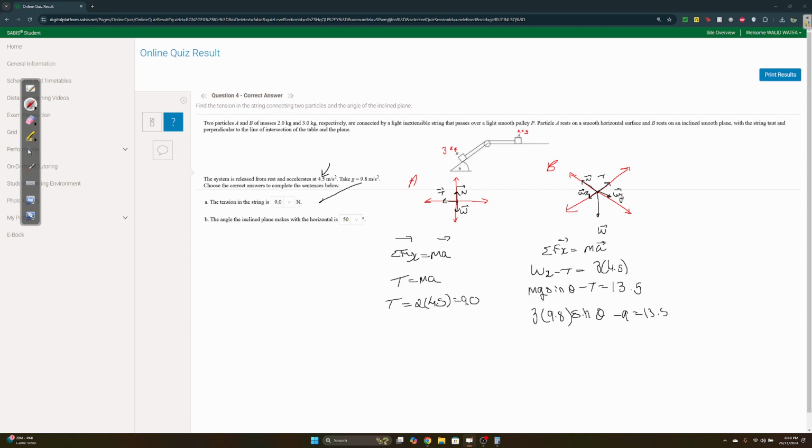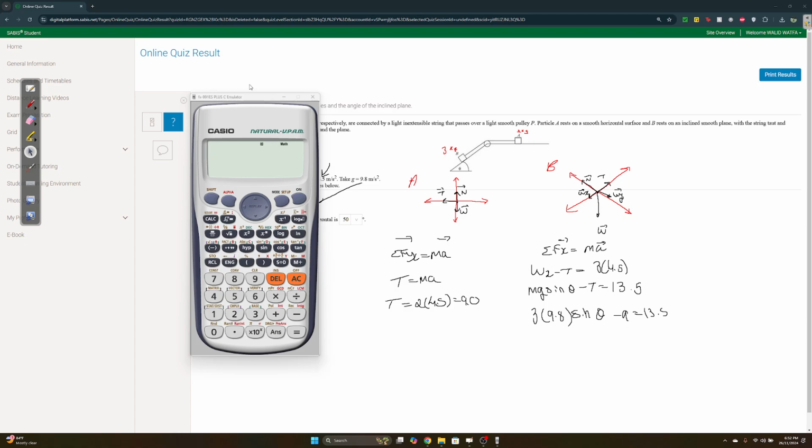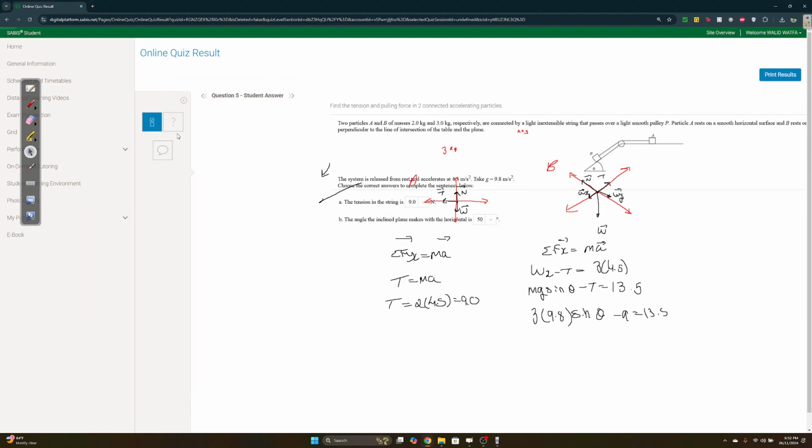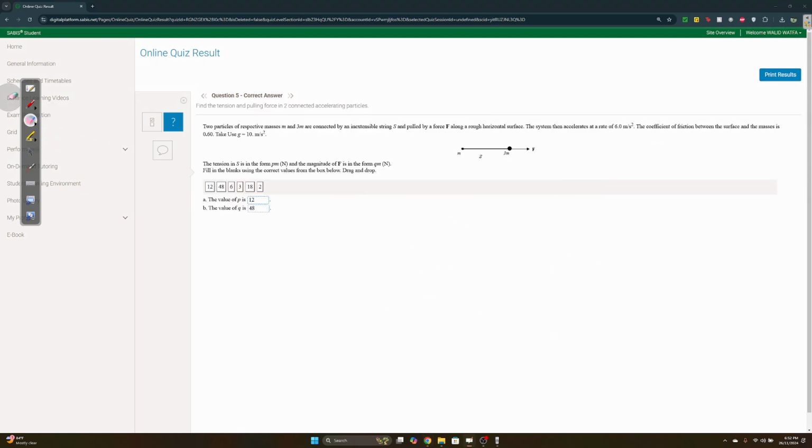So you solve this. My calculator didn't solve this. Hold up. Okay, guys, it was such a pain that I had to download it because it was annoying me. Divided by 3 times 9.8. Then do shift sine. You should get 50. Yes, way better. Calculator saves so much time.